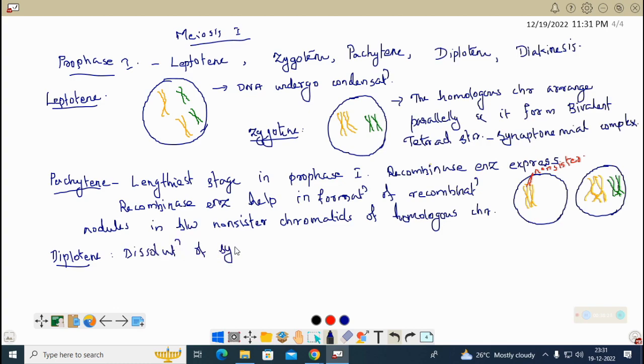What is this dissolution of the synaptonemal complex? It is the separation of the homologous chromosomes. When they are trying to separate, it is not possible for them to separate completely, because a recombination nodule has been produced, that is, recombination has occurred. There they will not undergo separation. There it will form an X-shaped structure where the recombination occurred.